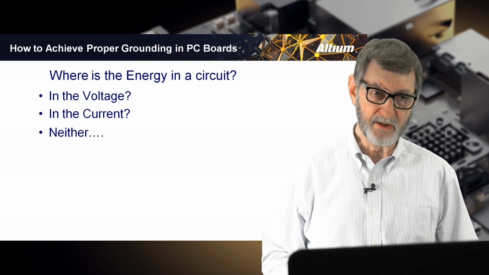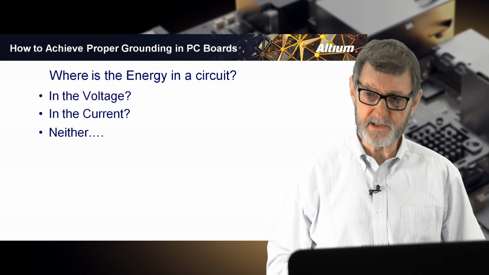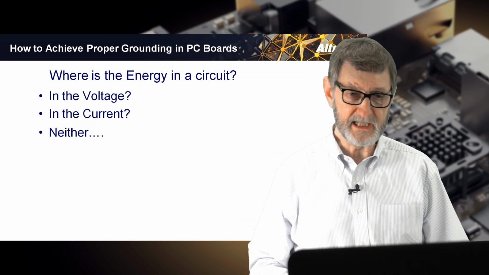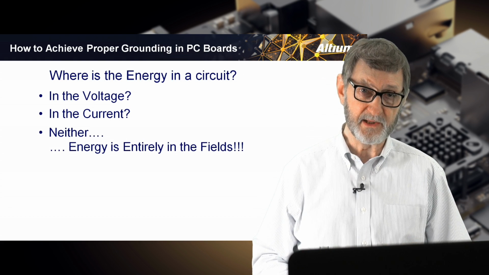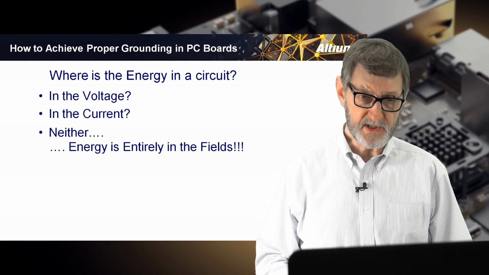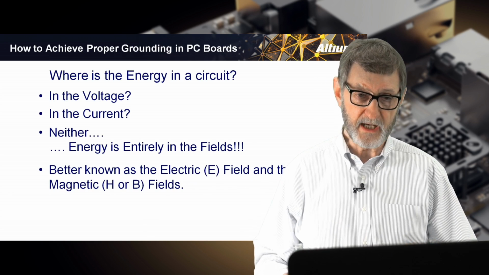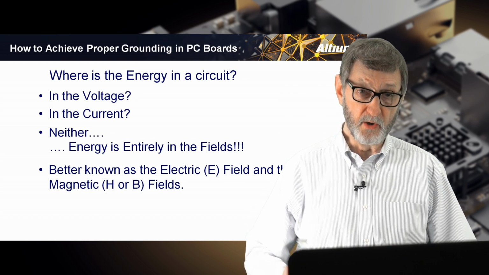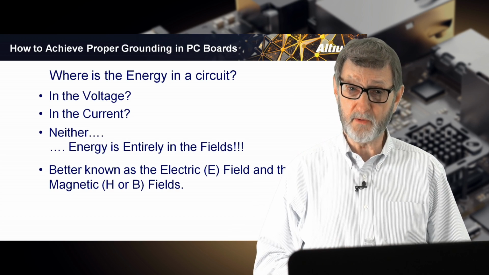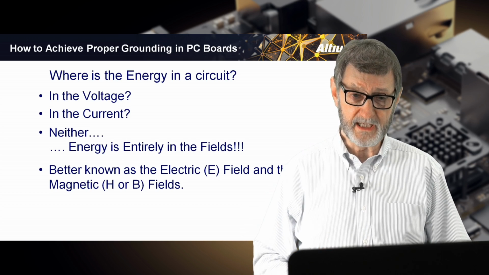And Ralph smiled and looked at me and he said, no, actually, Rick, it's neither. Energy doesn't exist in either voltage or current. Reality is the energy exists in the fields that are in the circuit. The fields that travel, the electric and magnetic fields that we all know about. Basically, there's no energy in the voltage or current. All the energy is in the fields.